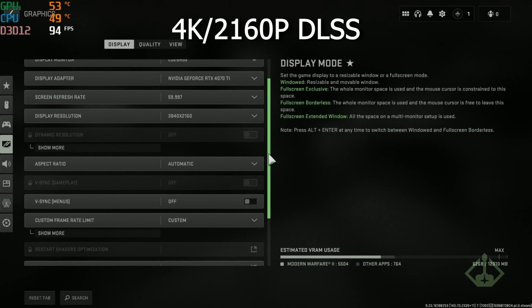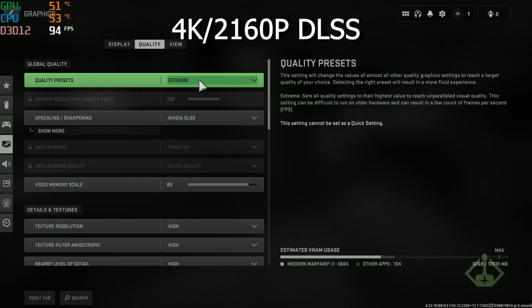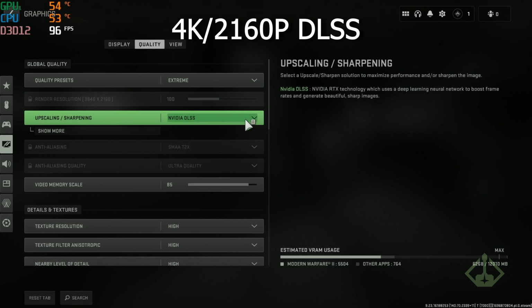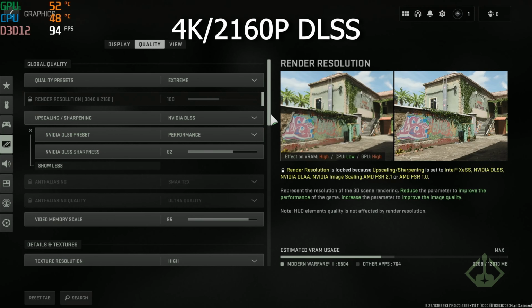There's a lot to be gained by enabling DLSS here. 4K performance shot up to 135 FPS average, 5% lows more than doubled to 108 FPS, and 1% lows improved all the way to 90 FPS.